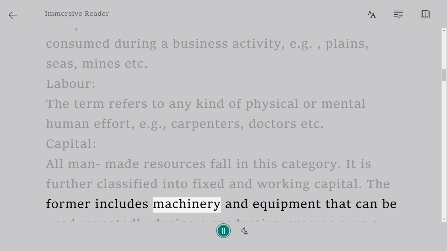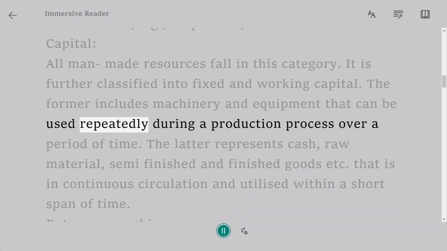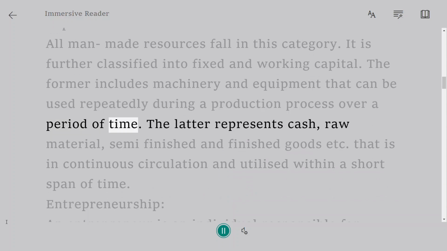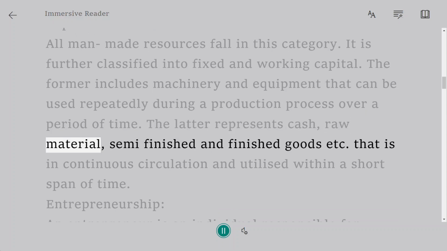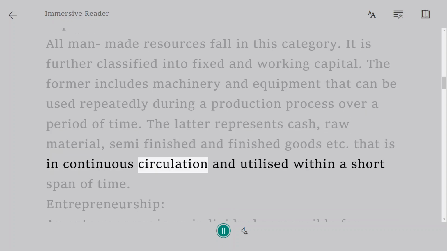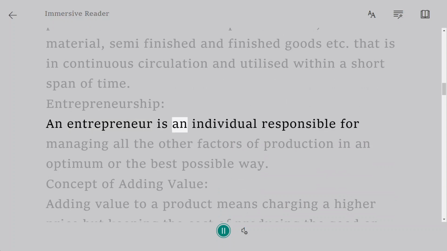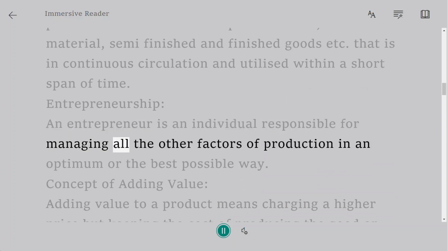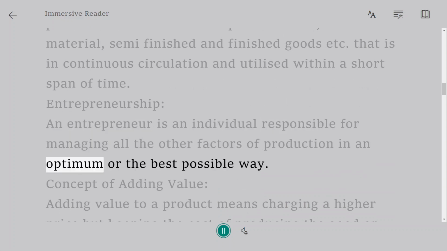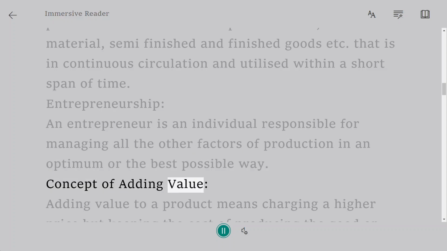The former includes machinery and equipment that can be used repeatedly during a production process over a period of time. The latter represents cash, raw material, semi-finished and finished goods, etc., that is in continuous circulation and utilized within a short span of time. Entrepreneurship. An entrepreneur is an individual responsible for managing all the other factors of production in an optimum or the best possible way.